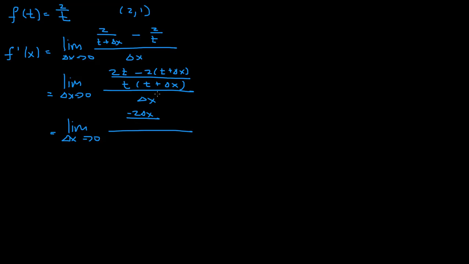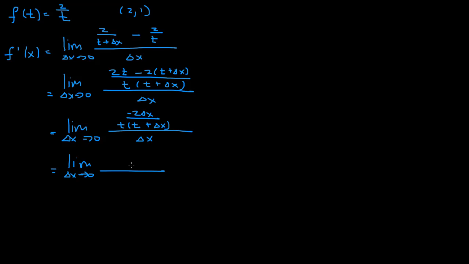Now the denominator on the top half is just t times t plus delta x. And then we have a delta x like that. Now we need to divide that complex fraction. So we have the limit as delta x approaches 0 of a fraction divided by another expression. So we're going to flip the divisor and multiply.